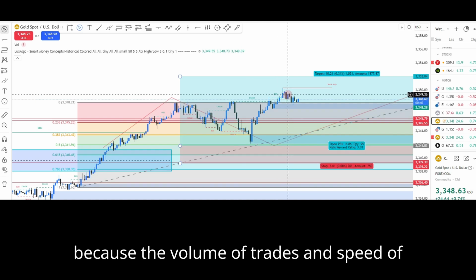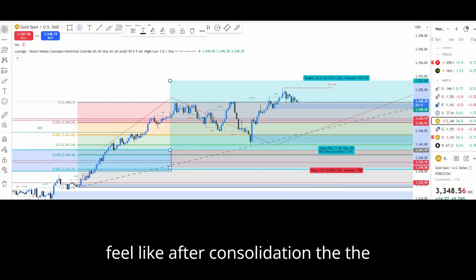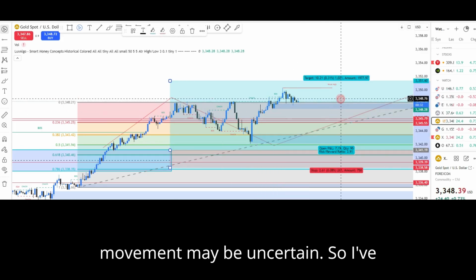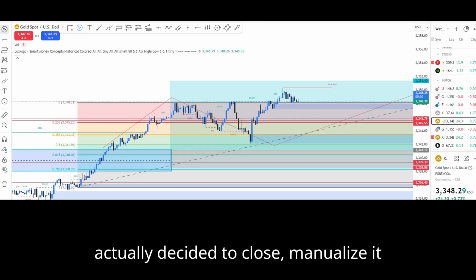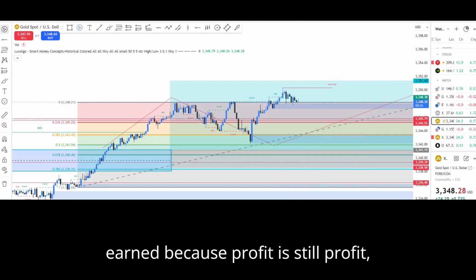because the volume of trades and speed of the market is actually slowing down, and I feel like after consolidation, the movement may be uncertain. So I actually decided to manually exit right now and take the profit that I've earned, because profit is still profit, right? So I've taken this profit right now.